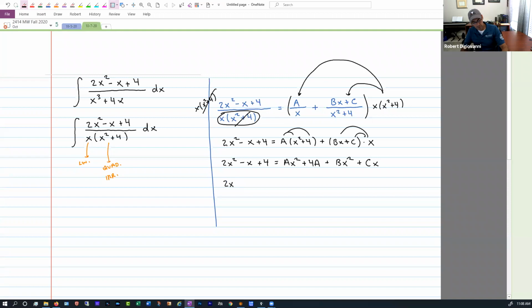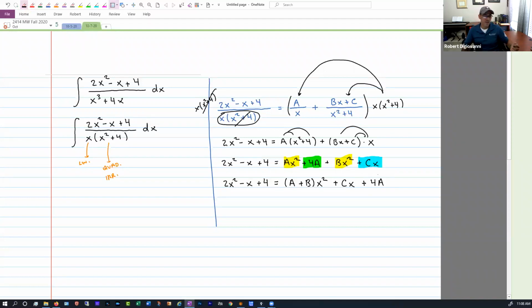All right, I'm going to collect my x squareds together. So I have an ax squared and a bx squared. So what I'm going to do is put those together. I'm going to factor the x squared out. Then I'm going to put anything that has just x in it, which is just cx. And then I'm going to put anything that has no x's in it, and that's my 4a.